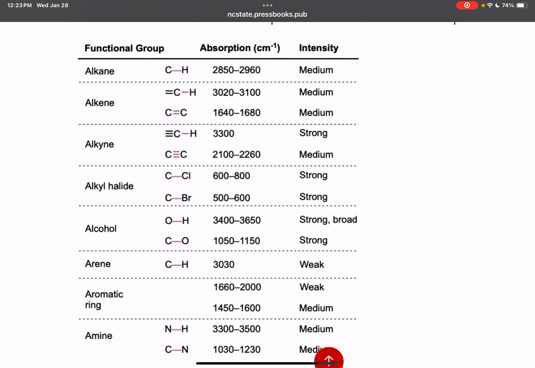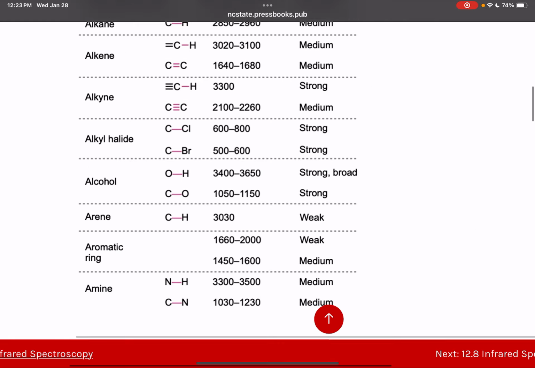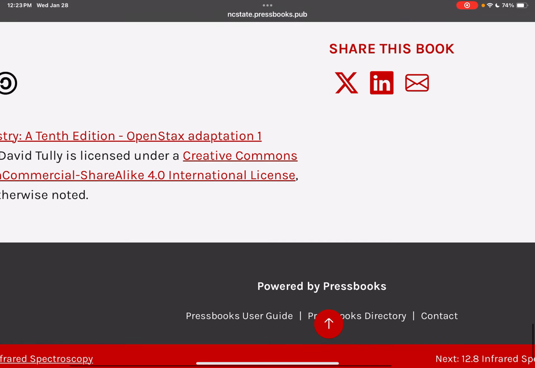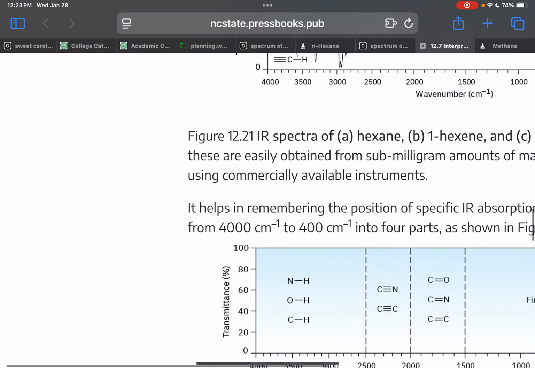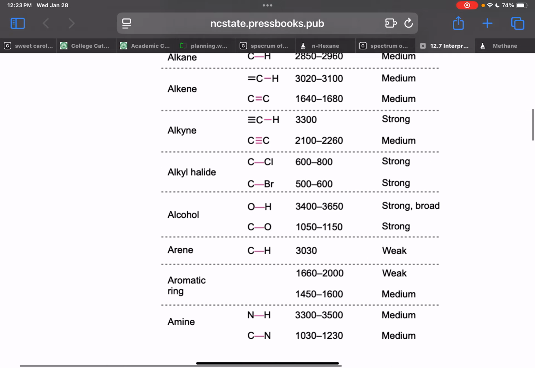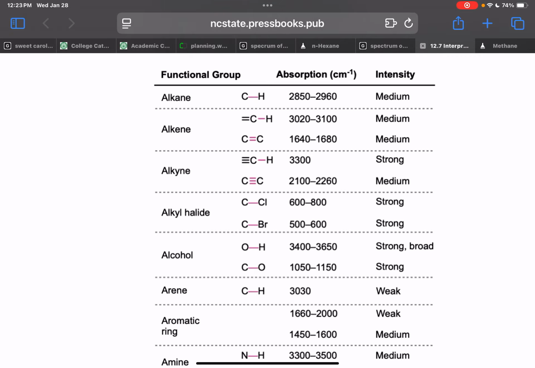I just grabbed this off of the NC State website. This is from an open access textbook. What was this? Organic Chemistry, a 10th edition. If you want to grab this for yourself, you can. This is all free. And you can see that there are lists of functional groups along with the corresponding absorptions that go along with them. So you can see that if we have a CH bond that's part of an alkane, it's going to show up around 2850 to 2960.